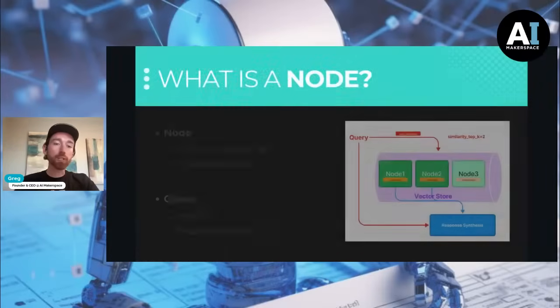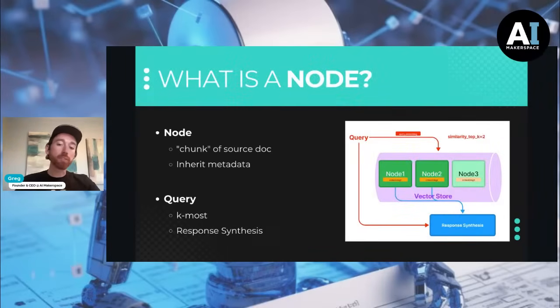The first of which, perhaps the most important for us to understand and get familiar with the language of, are nodes. Now, nodes are, quote, first-class citizens in LlamaIndex. They're just chunks of source documents. Okay, so we talked about chunks. A node is a chunk, but node is a specific LlamaIndex term. Node is going to inherit the metadata from the parent document. In this case, document means sort of PDF level document.